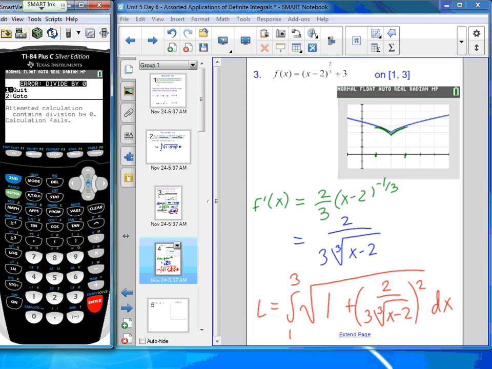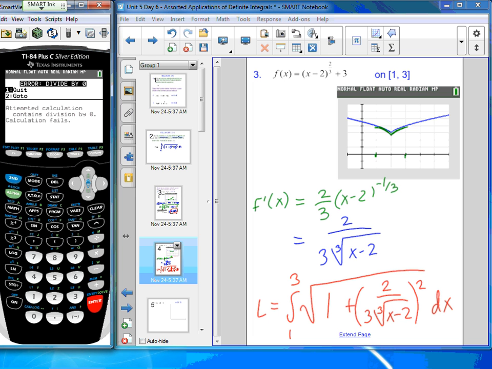My function's not differentiable. And yet, it's continuous. In fact, that point exists and is what? Where the cusp is, what point is that? 2 comma, what point?